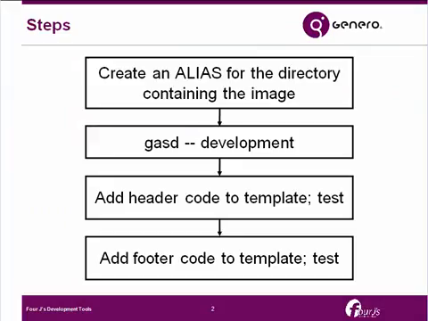The steps for adding the header and footer to our template. We want to include an image as part of our header, so we need to create an alias for the directory containing the image. After making changes to the Genero application server configuration file, we need to restart the GASD. We started in development mode to ensure that the template file is always refreshed and that the browser is not using a cached copy. This ensures that we immediately see the changes we are making in the template file.